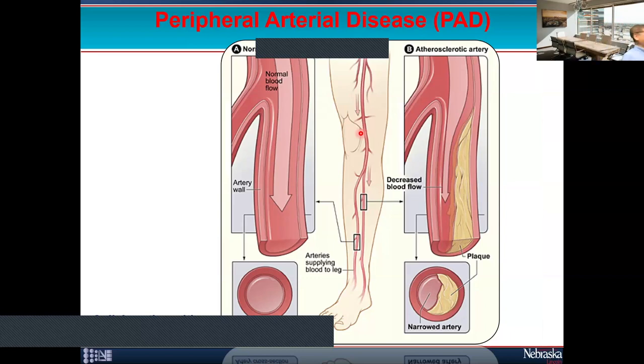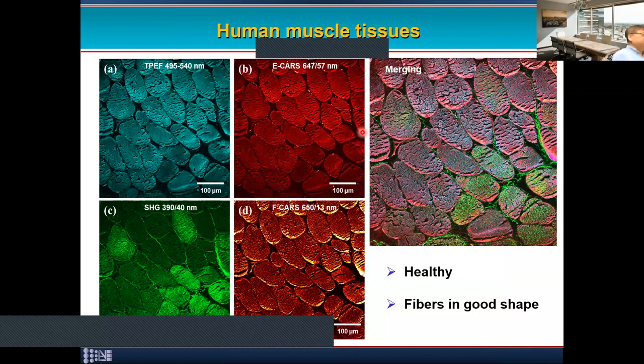When people are aging, the arteries, the blood vessels, start to be blocked. If the blockage is at the heart, we can have the risk of heart attack. And if the blockage is at the legs and arms, the limbs, then they form peripheral artery disease. The problem of peripheral artery disease is that the muscles can degrade, and to a certain level they can recover. Then they have to cut off the legs and arms.